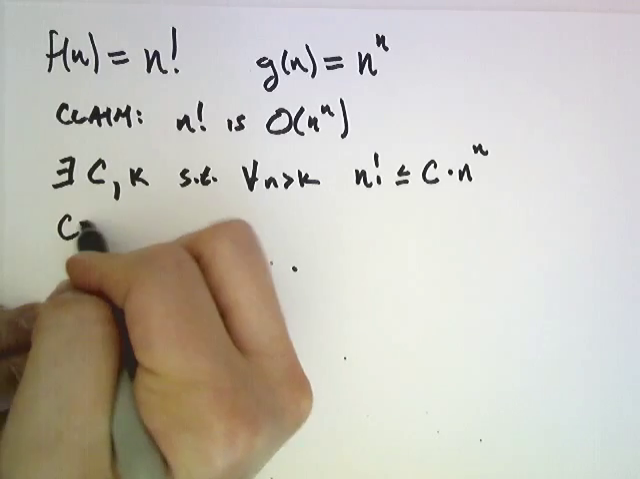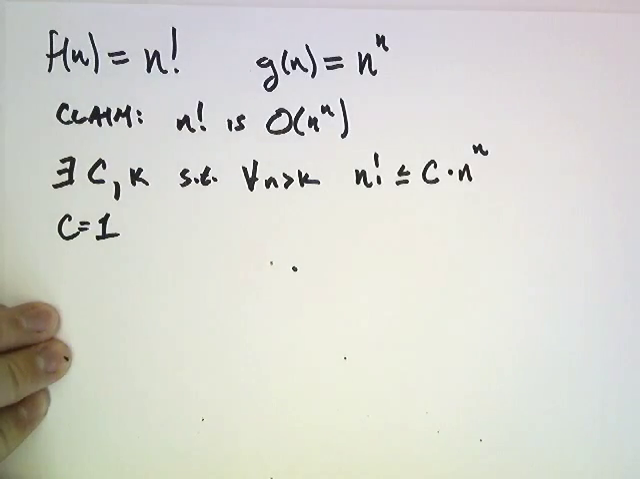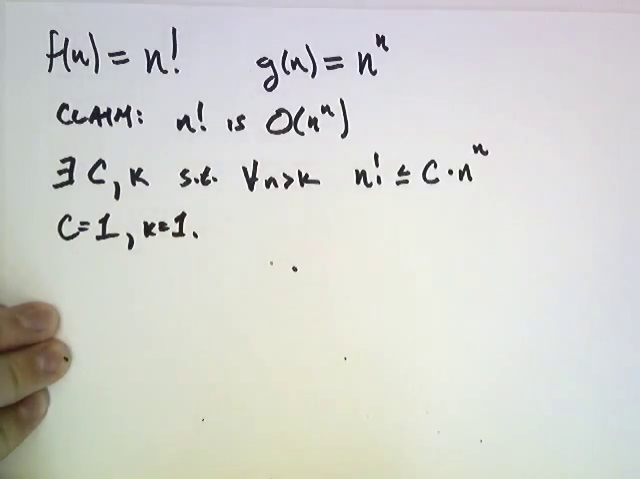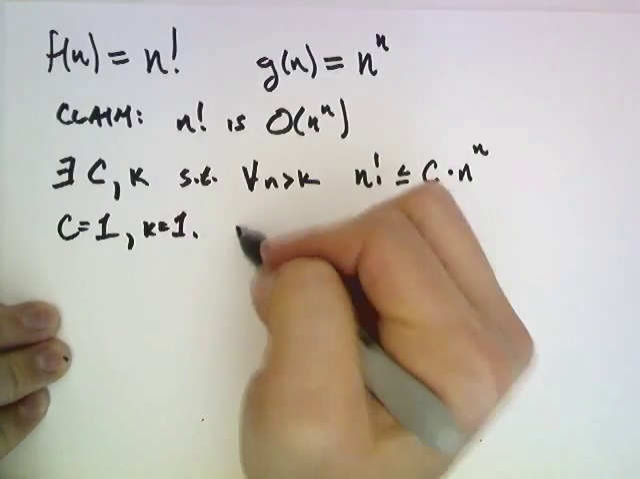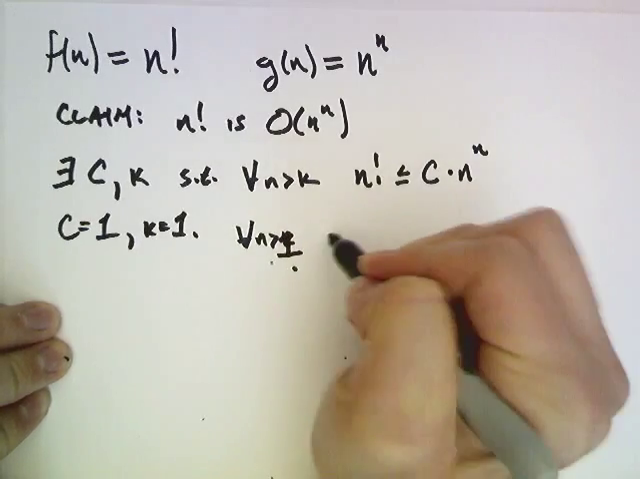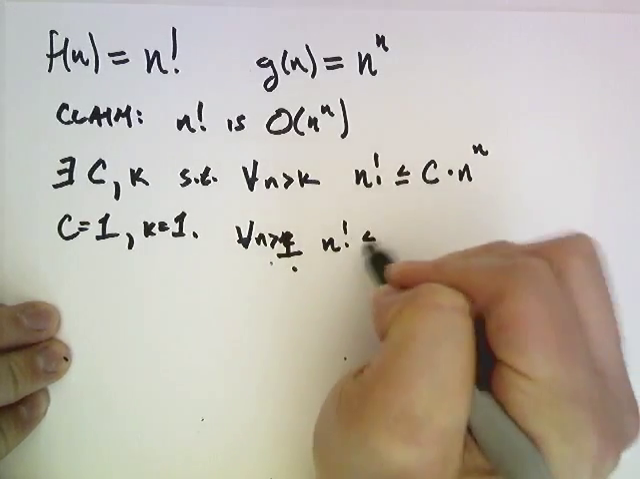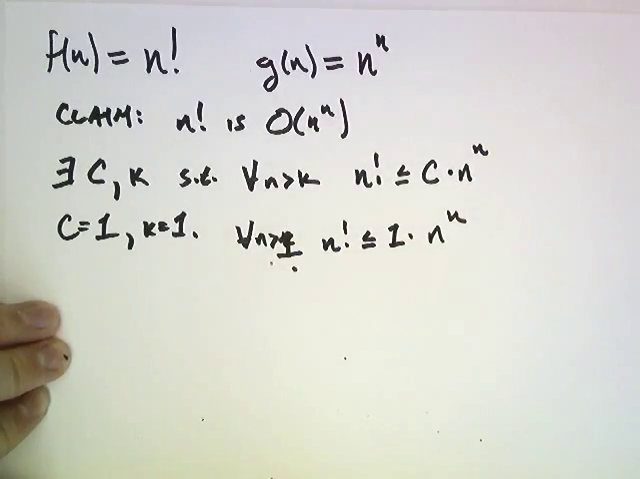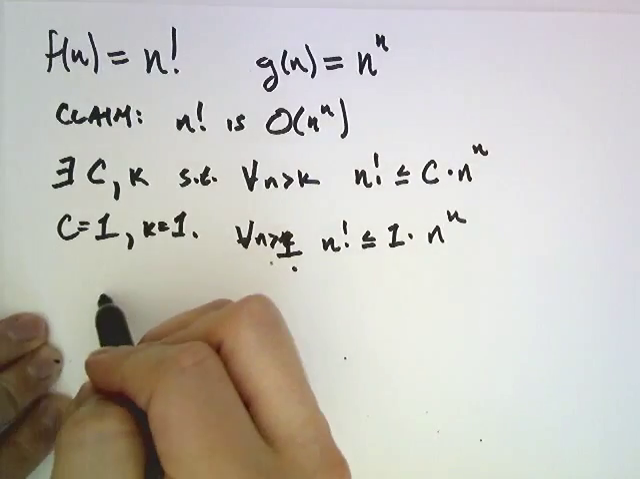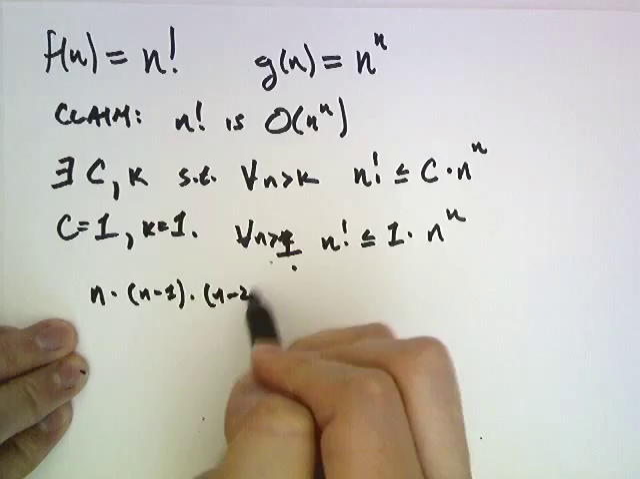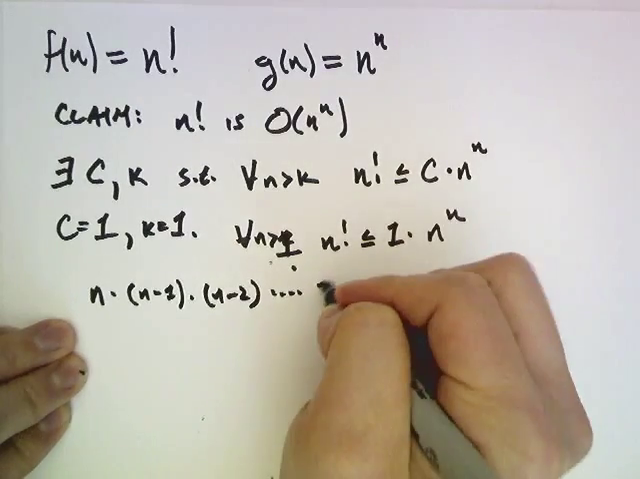So I'm going to let c be 1, and I'm going to let k be 1. And I need to prove that for all n greater than k, which is now 1, n factorial is less than or equal to 1 times n to the n. Why is this? Well, n factorial is n times n minus 1 times n minus 2 times dot dot dot, so on and so forth, down to 1.